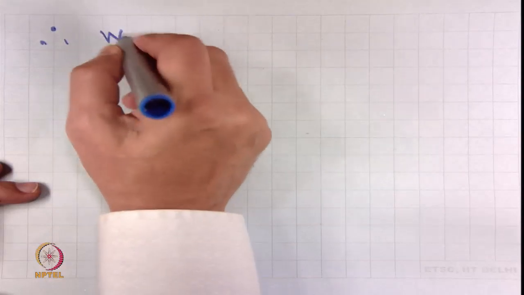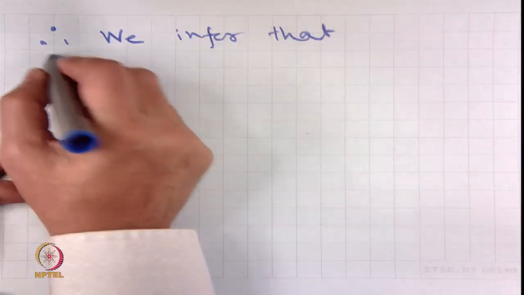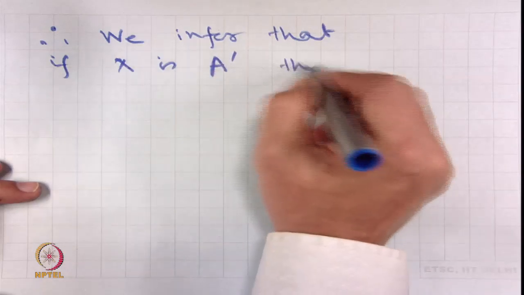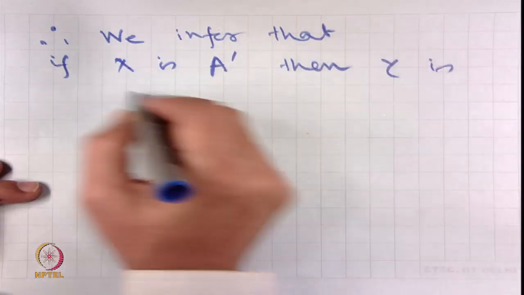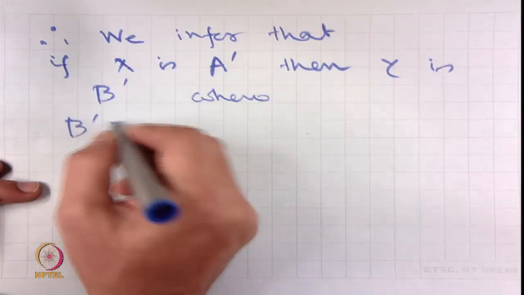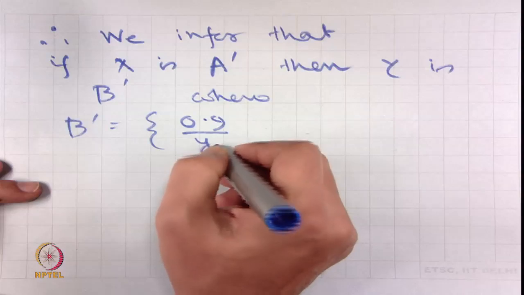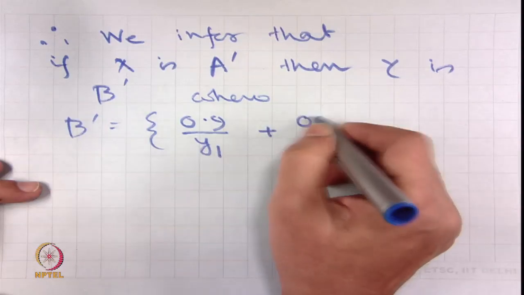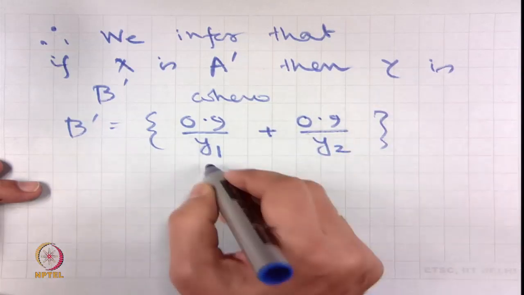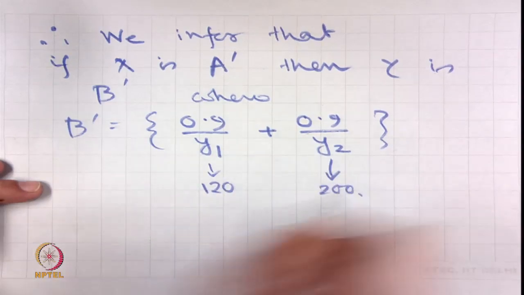Therefore, we infer that if x is A prime, then y is B prime, where B prime is equal to 0.9 for y 1 and 0.9 for y 2, where y 1 is 120 and y 2 is 200.